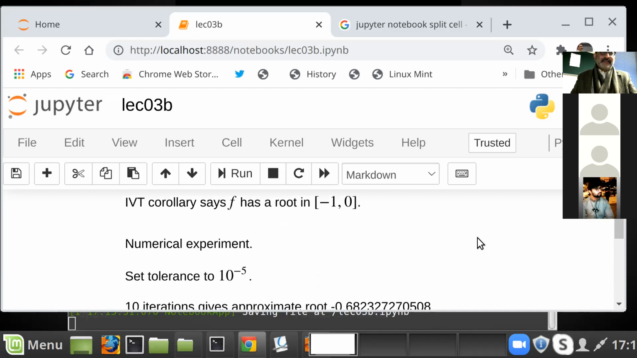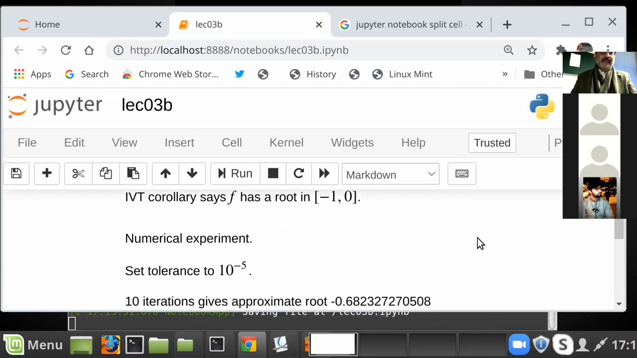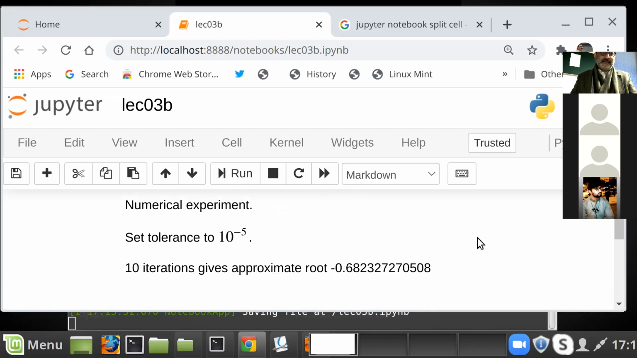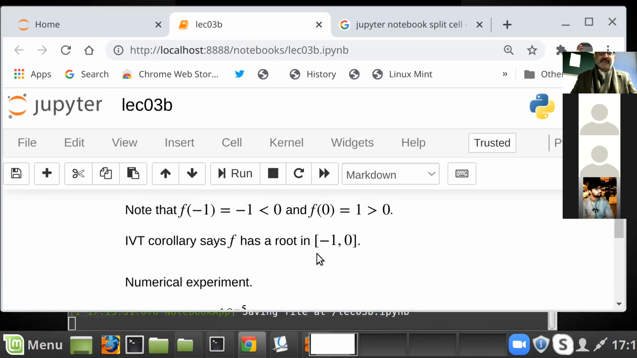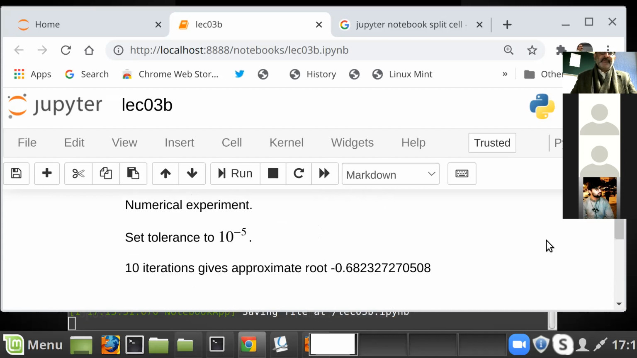All right, so let's do a numerical experiment. We set the tolerance to 10 to the minus 5, and we use this interval from -1 to 0. If we do 10 iterations, we'll get this root of about -0.68.